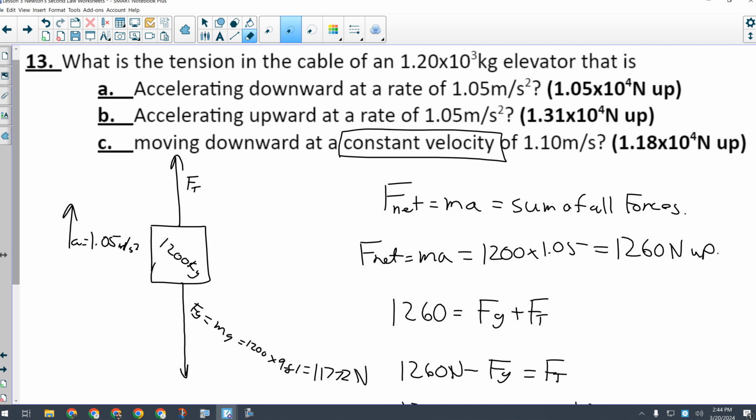That's Newton's first law. An object with no net force acting on it will continue to travel at a constant velocity unless acted upon by a net force or an unbalanced force. So if the object is traveling at a constant velocity, the net force is 0. That means gravity and tension are equal. That way they add up to 0. One is down, the other is up.